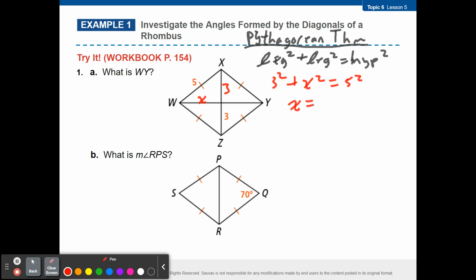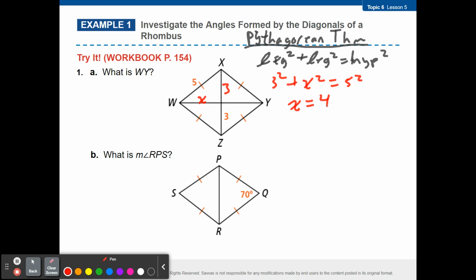Someone tell me, what does X equal? Good. X squared? Or X, I mean. Yeah, the whole thing. Yeah, 5 squared is 25. I agree with that. 16. It would be X squared is 16. So that means X would be 4. Yes. Well, I got X before, but I didn't get X squared.